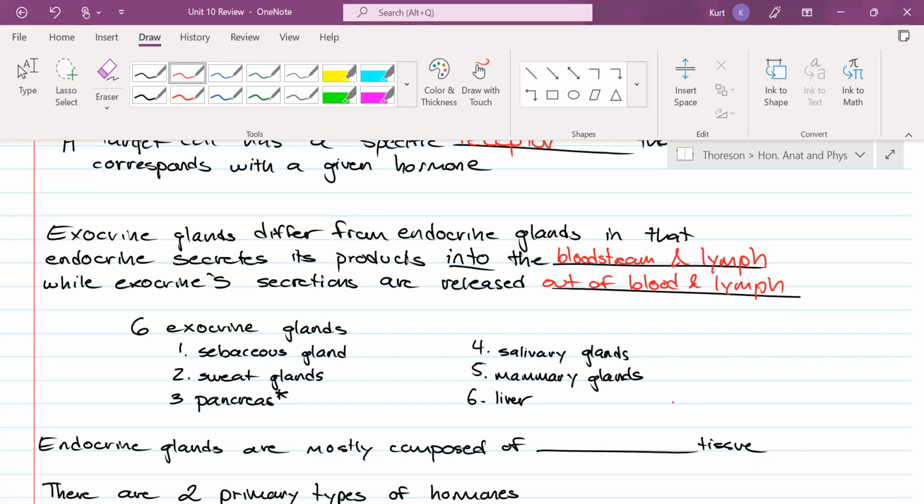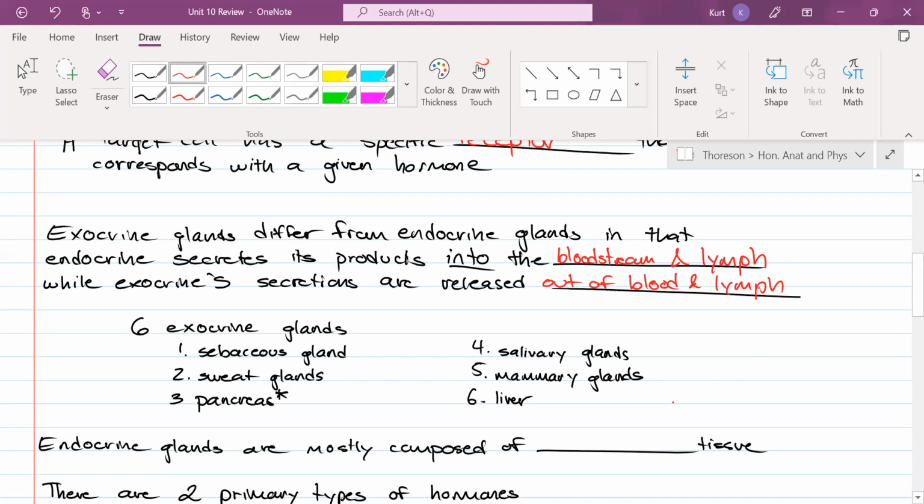We have your pancreas, and I put an asterisk next to your pancreas. Does your pancreas produce hormones? Absolutely it does. But does it produce other juices? Yes, it does. It produces digestive juices. Your pancreas is shared by two different systems. So it has endocrine function and exocrine function.